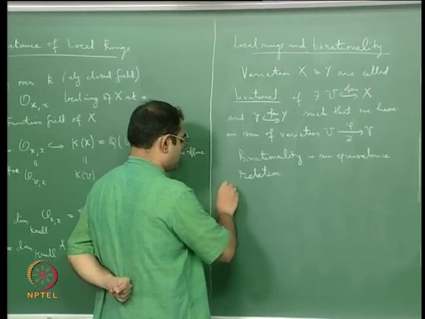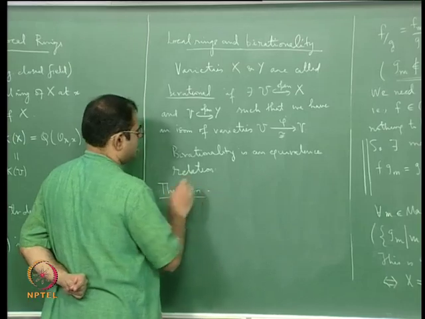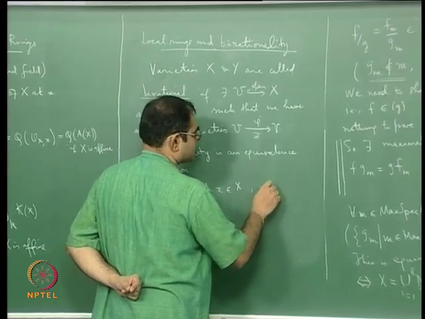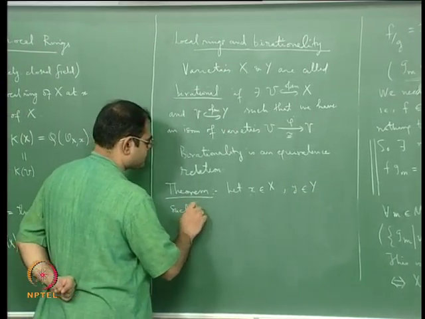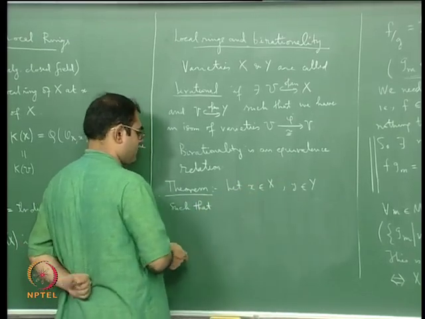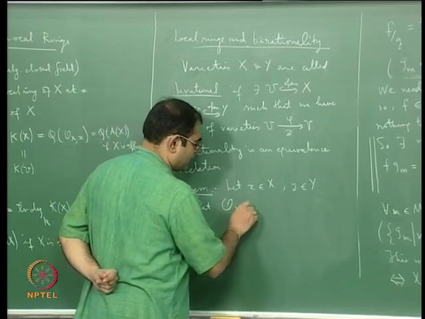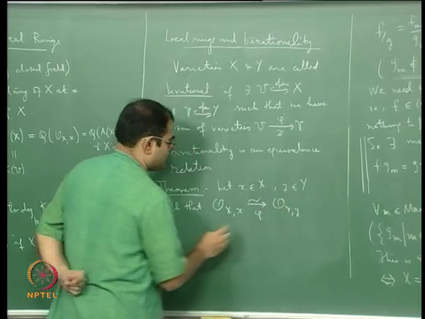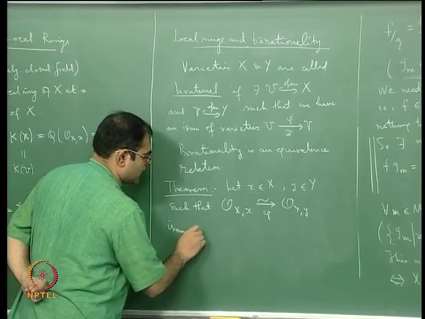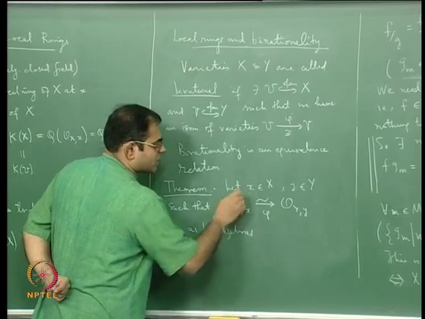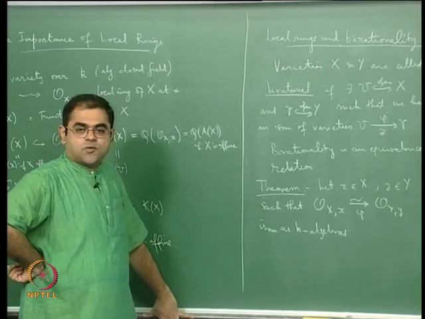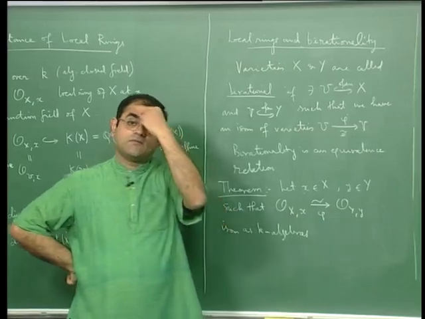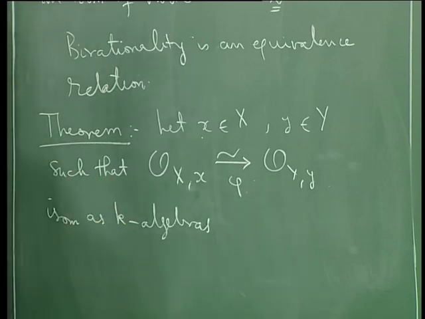And now comes the theorem that I wanted to state. The theorem is: let small x be a point in capital X, small y be a point in capital Y, where X and Y are varieties, such that O_{X,x}, the local ring of capital X at small x, is isomorphic to O_{Y,y} as K-algebras. So I just have two varieties X and Y and points x in X, y in Y, such that the local ring of X at x is isomorphic to the local ring of Y at y by a K-algebra isomorphism, call it phi.